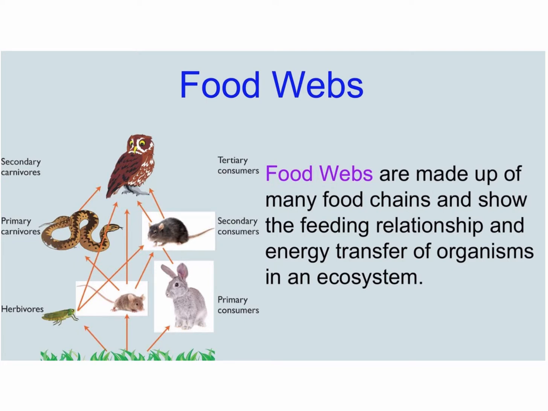We also have food webs. Food webs also show our trophic levels. We have our herbivores down here on top of our producers, secondary consumers, and then our tertiary consumers. Remember, a food web is different from a food chain because it's showing the energy flow in all directions in an ecosystem, not just one straight line from one organism to another.